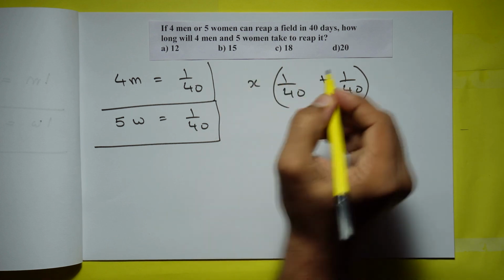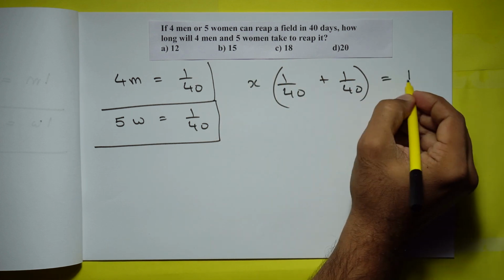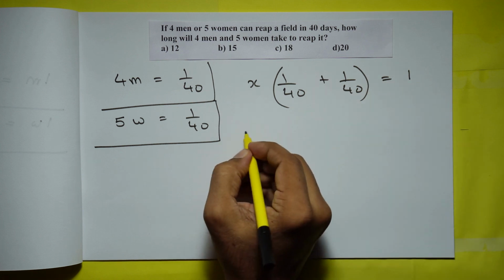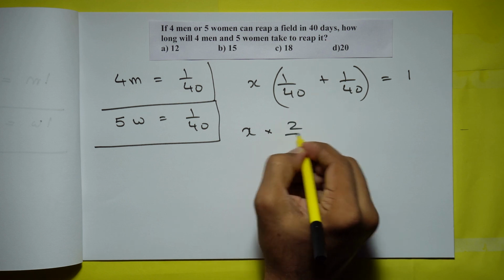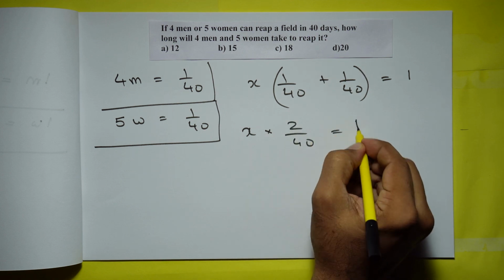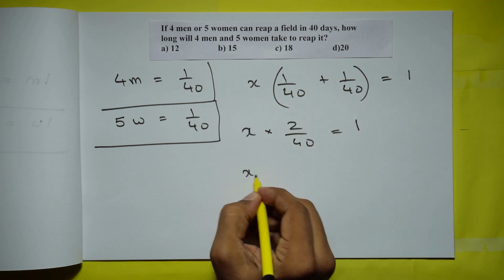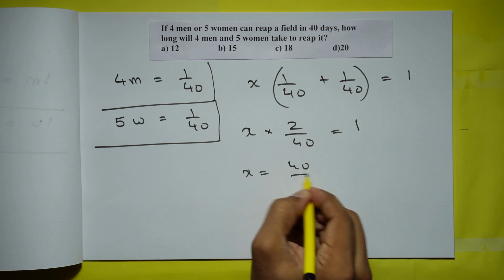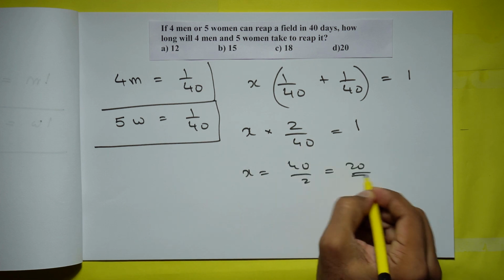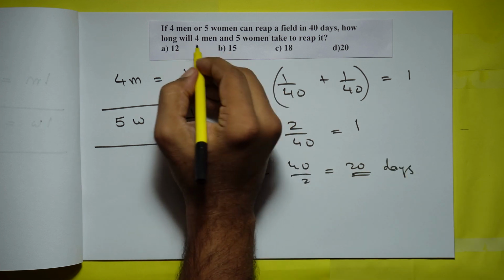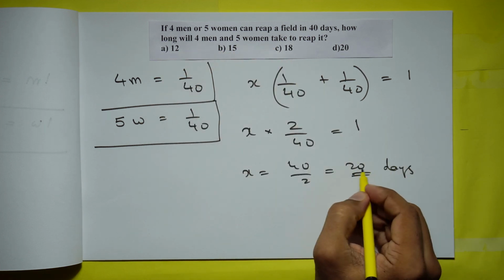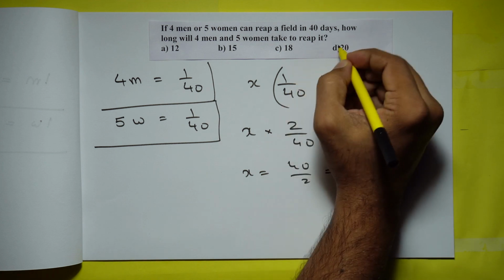Like that for X days to do the whole work, which can be considered as 1. So X into this 1/40 plus 1/40 is 2/40. That is equal to the whole work, which is 1. So X you will get as 40/2. So that is equal to 20. So X is equal to 20 days. So if you have 4 men and 5 women, they will require 20 days. That is option D.